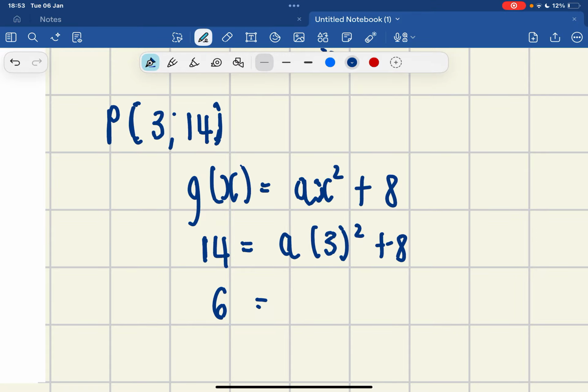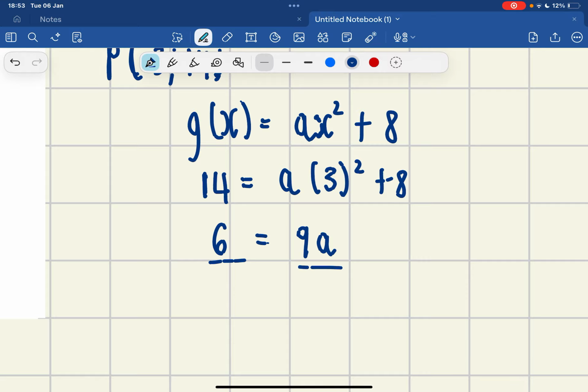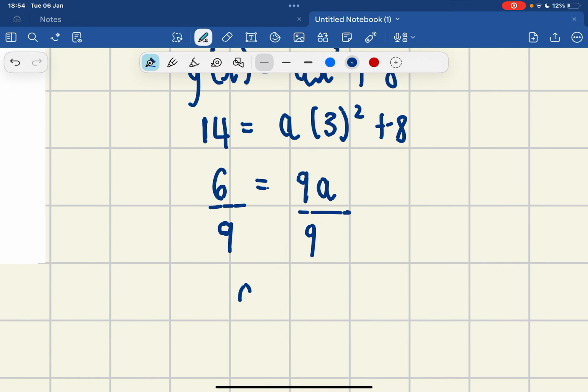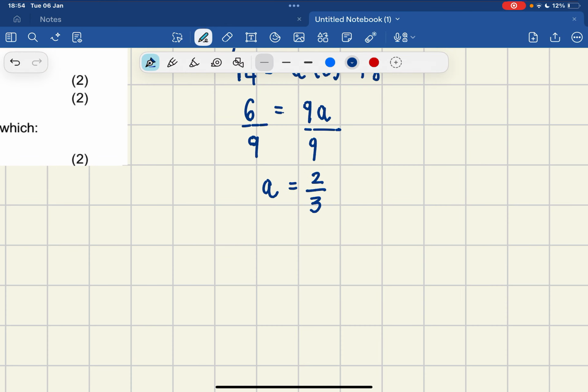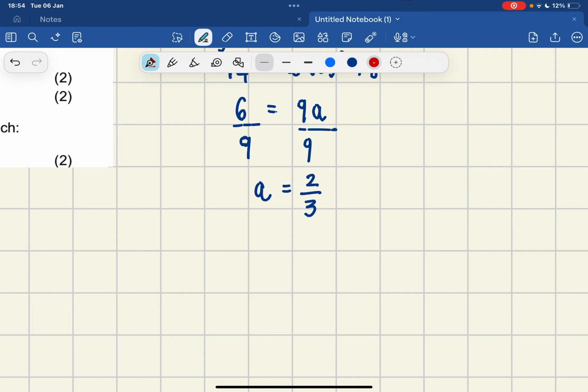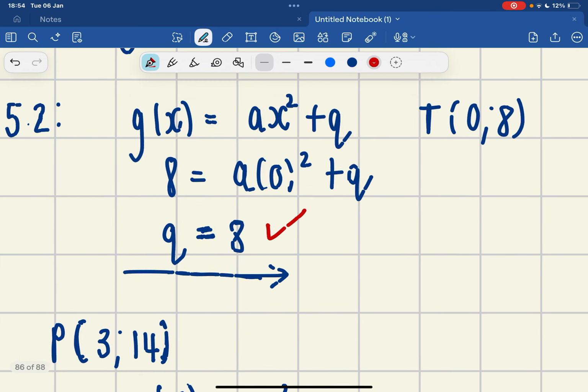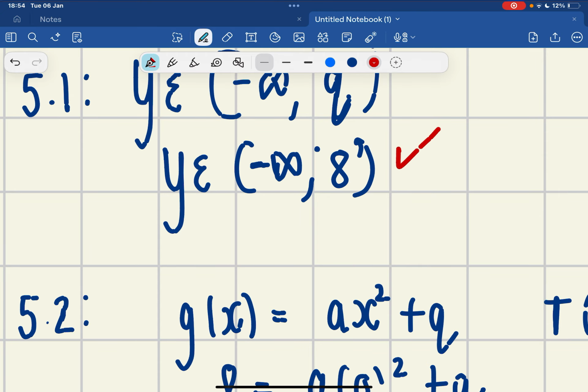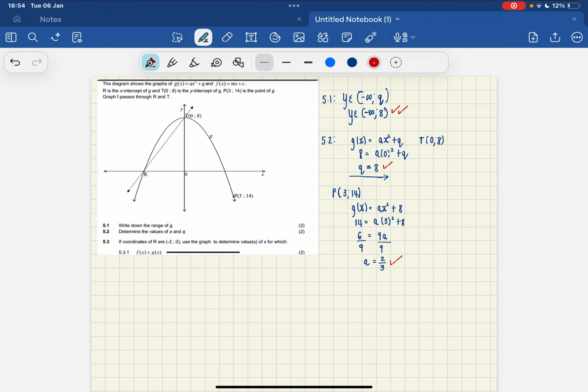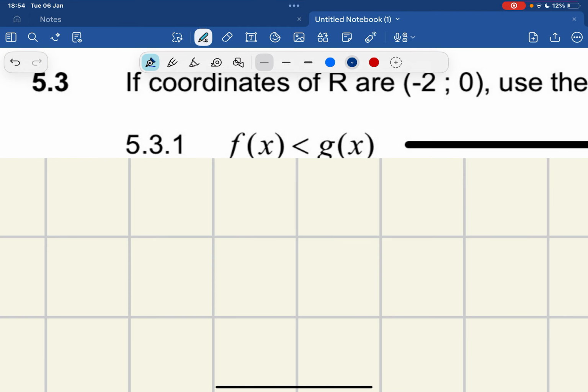This would give us 6 is equal to 9a. Therefore, divided by 9, a would be equal to 2/3. So you get a mark here, you get a mark here, and here you get your 2 marks. Let's move on to question 5.3.